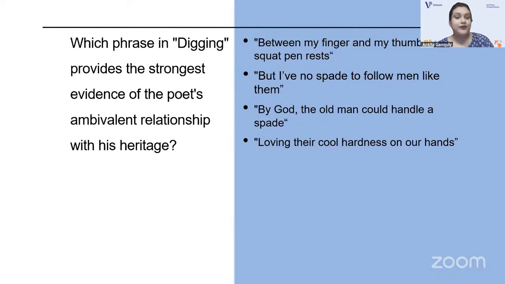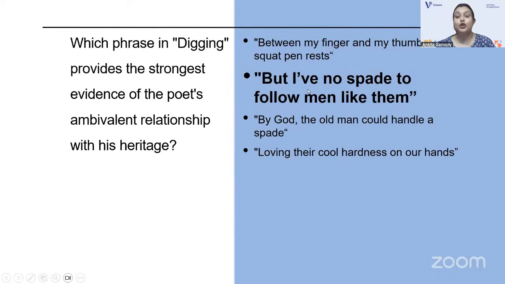Which phrase in Digging provides the strongest evidence of the poet's ambivalent relationship with his heritage? Between my finger and my thumb, but I have no spade to follow men like them. By God, the old man could handle a spade, loving their cool hardness on our hands. Strongest evidence of the poet's ambivalent relationship. Are you all getting it? Which statement here talks about his ambivalent relationship with his heritage? But I have no spade to follow men like them, right?